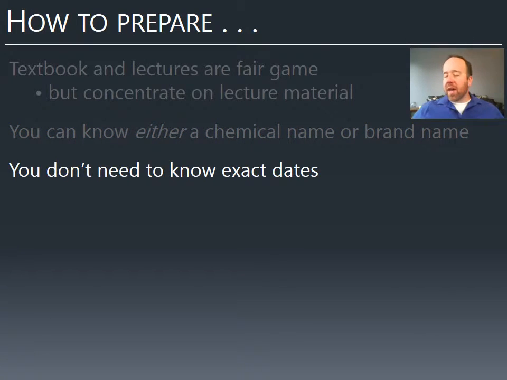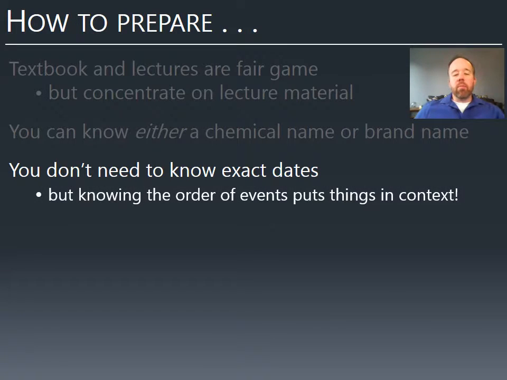You also don't need to know exact dates. So you don't need to know the range of dates during which the Opium War occurred. There were actually two. But it's good to know that the Opium War occurred in the 1800s before there were regulations on things like opiates. So knowing the events and the order they occur in helps to put things in context. Everything sort of fits together. Usually new drugs are synthesized, and then laws and regulations in society respond to the presence of the new drug.